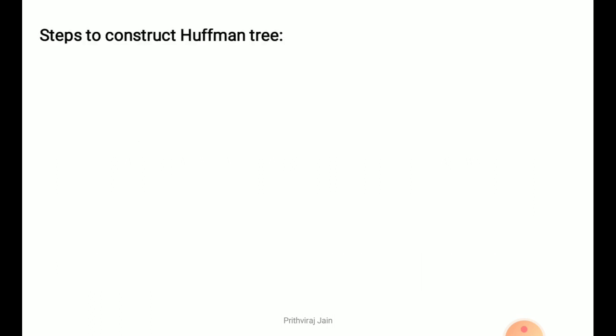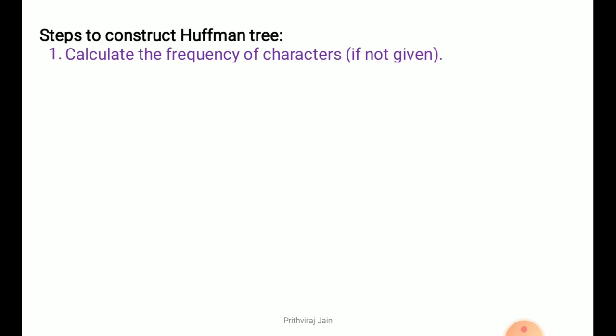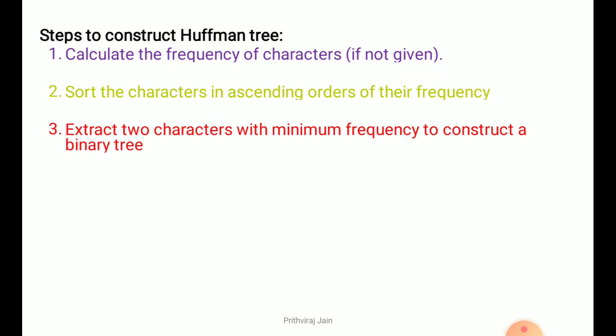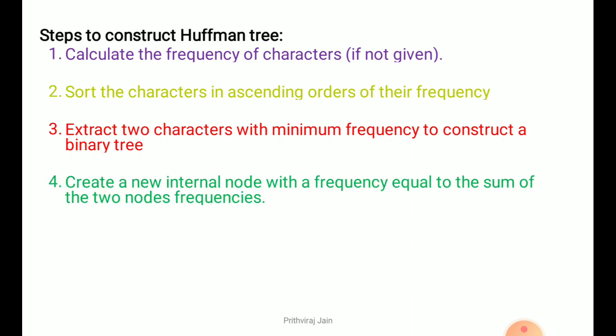Let us discuss the steps one by one. First, calculate the frequency of characters if it is not given. Suppose the frequency is not mentioned, then the first thing is we have to calculate the frequency of individual characters. Sort the characters in ascending order based on their frequencies. Extract the two characters with the minimum frequency to construct a binary tree. Create a new internal node with the frequency equal to the sum of the two nodes' frequencies. Add this node to the existing list or existing table.